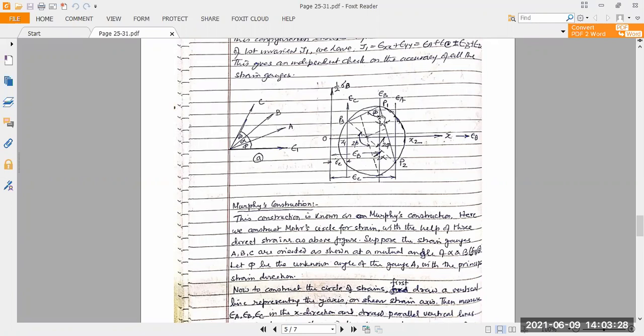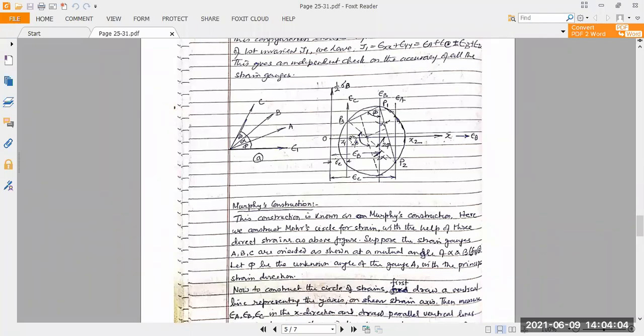Again, you draw an angle beta, but not in the same direction, in the opposite direction, and draw a line which is at an angle beta from the vertical itself, which intersects here the vertical drawn from the center C. So we have got 3 points P1, P2, and P3. And the circle drawn through these 3 points P1, P2, P3 will be our required Mohr circle itself.